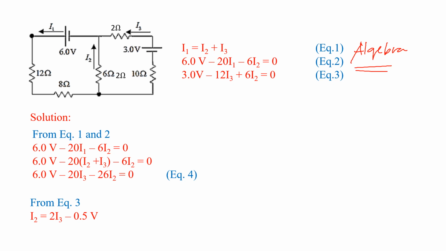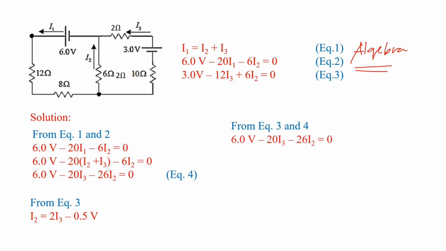From equation 3, I just have rewritten your equation 3, since I've not used equation 3 yet, taking out I2 of the equation. So you have I2 that's equal to 2I3 minus 0.5 volts. So this is just equation 3 rewritten in such a way that your I2 is taken out of the equation.